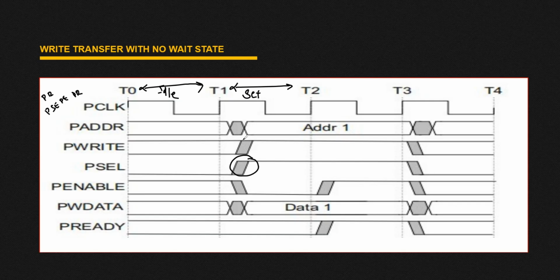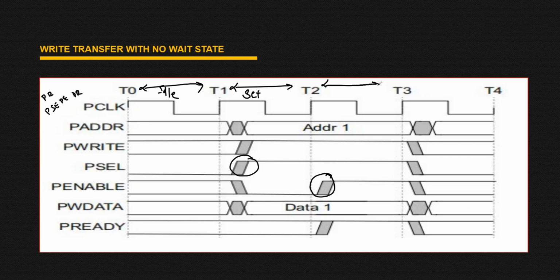Now in setup phase you can see we have loaded all our control and data information. So here we have loaded our PADDR, then PWRITE, then PENABLE is low because we are in setup phase. Now we have also loaded our data. Now in the next phase we are enabling our signal. See, PENABLE is high and we are moving to the access phase.